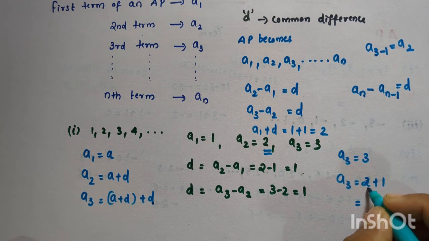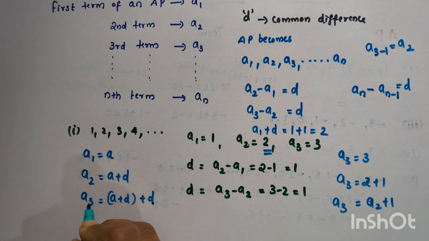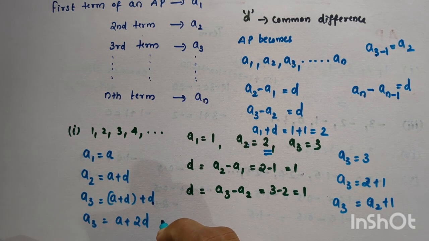What is this 2? 2 is actually A2, so A2 plus 1. So, A3 is A2 plus 1. Similarly, here A3 will be A2, that is A plus D, plus the common difference D. So A3 is actually what? A plus D plus D, which is A plus 2D.